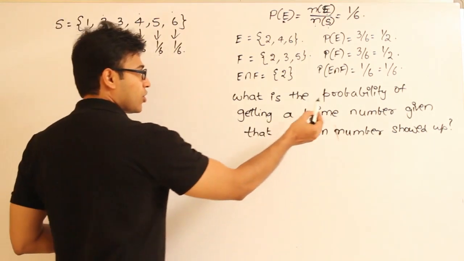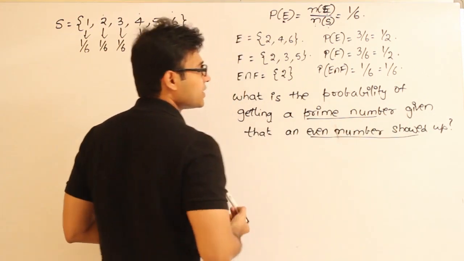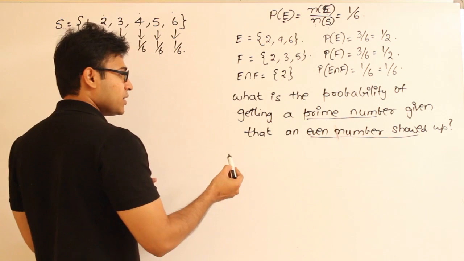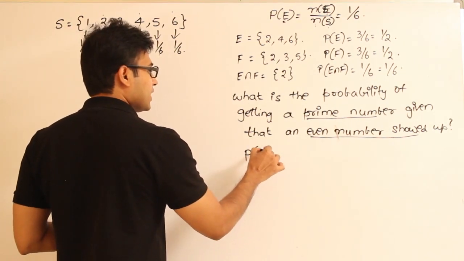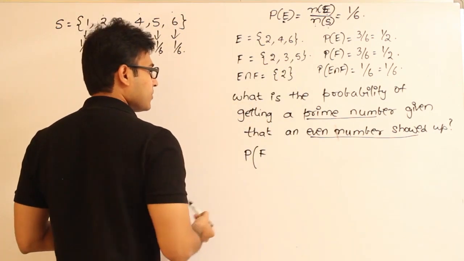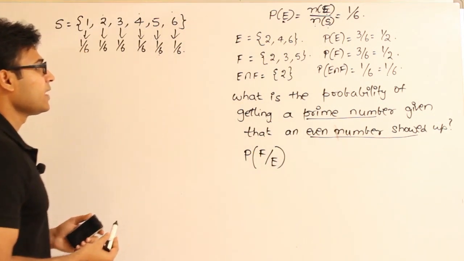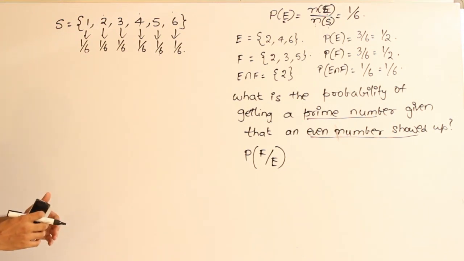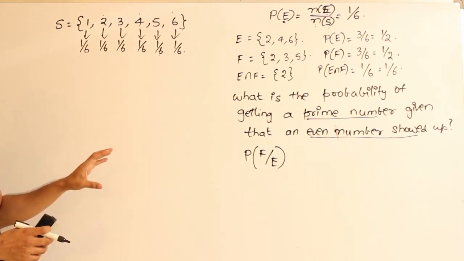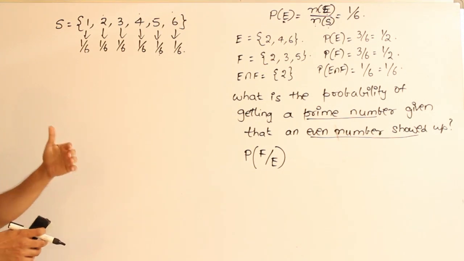Now, what is the probability of getting a prime number given that an even number showed up? That is what we wanted. How we represent it is called conditional probability: probability of getting F, which means a prime number, given that E has already occurred. This is what we want. Now there are various ways we can solve it. I'll show you all the ways. You can directly do it or you can apply these formulas, but try to understand the formula, and whatever method you can solve it fast in the exam, you can use that.